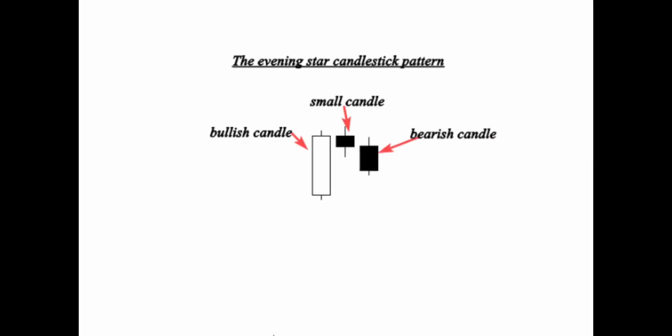7. The evening star pattern. The evening star pattern is considered a bearish reversal pattern that usually occurs at the top of an uptrend. The pattern consists of 3 candlesticks. The first candle is a bullish candle. The second candle is a small candlestick. It can be bullish or bearish, or it can be a doji or any other candlestick. The third candle is a large bearish candle.